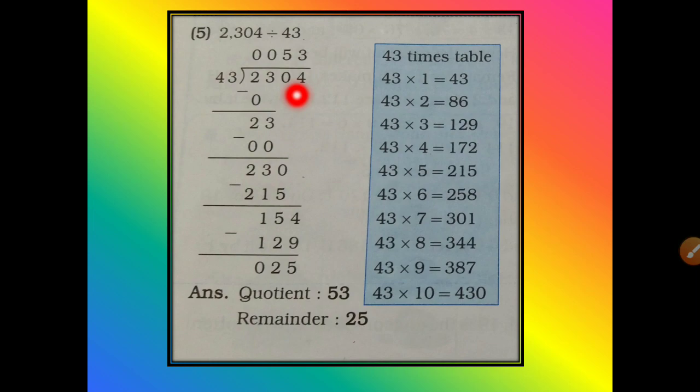Now copy the next number, that is 4. This answer is 154. Find out is this number there? No, but the smaller number is there, 129. 43 3s are 129. Subtract. 4 minus 9, not possible. Borrow from 5. This will be 14. 14 minus 9, 5. This will be 4. 4 minus 2, 2. 1 minus 1, 0. So the answer is 25. Quotient will be 53 and remainder 25.